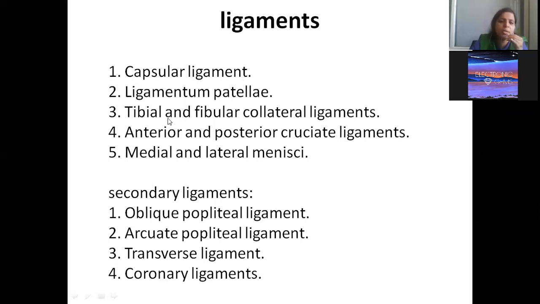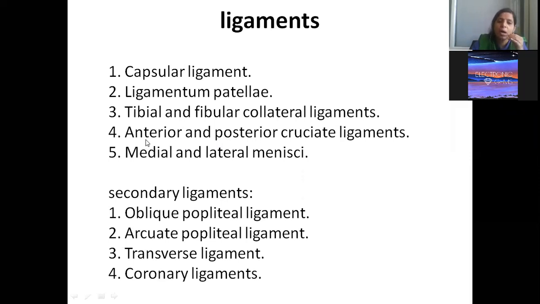Just now Imad told us we have quadriceps femoris, all muscles joining to form this ligament, which is the ligamentum patellae. Medially we have the tibial and laterally the fibular collateral ligaments. Like for the elbow, what were the ligaments? We have radial and ulnar collateral ligaments, isn't it? Connecting the inferior aspect of the femur and superior aspect of the tibia and fibula. We have tibia only, not fibula.